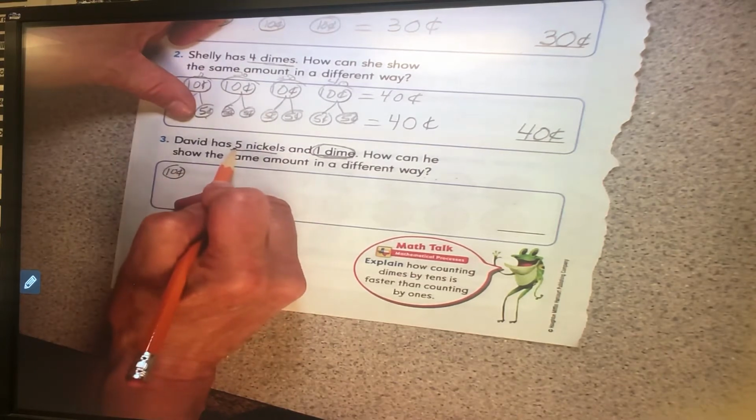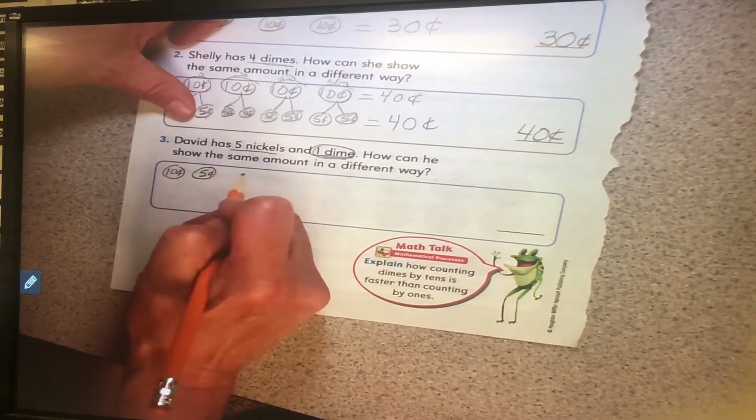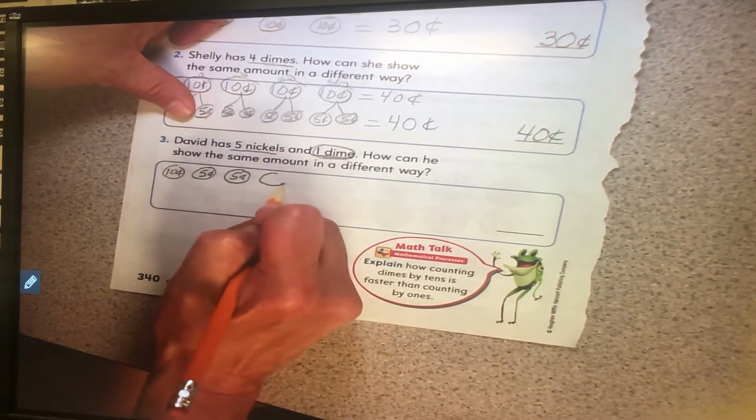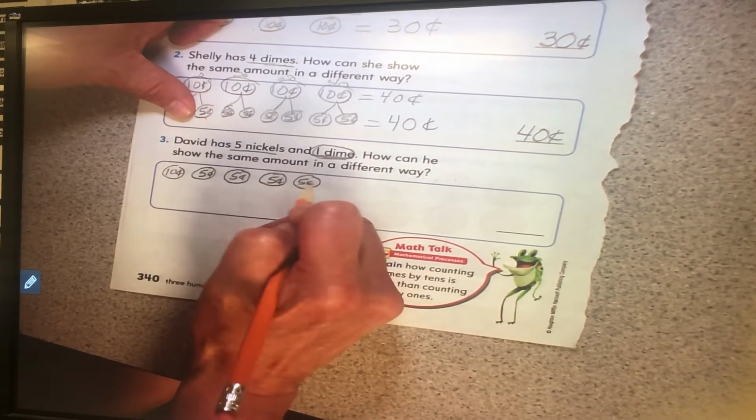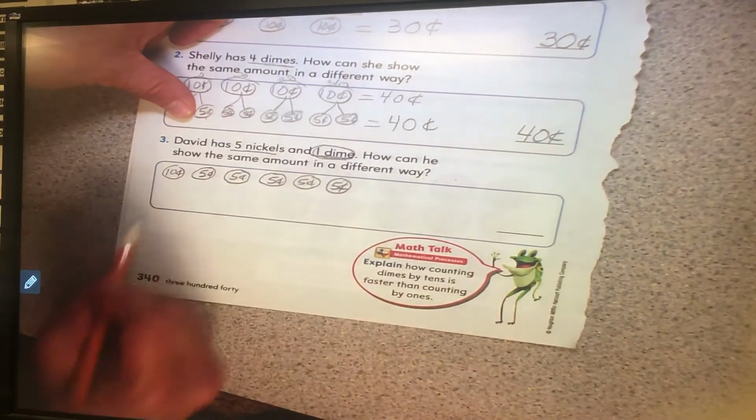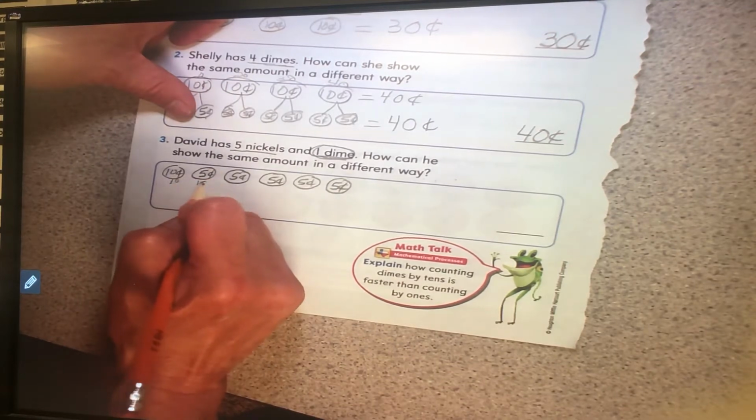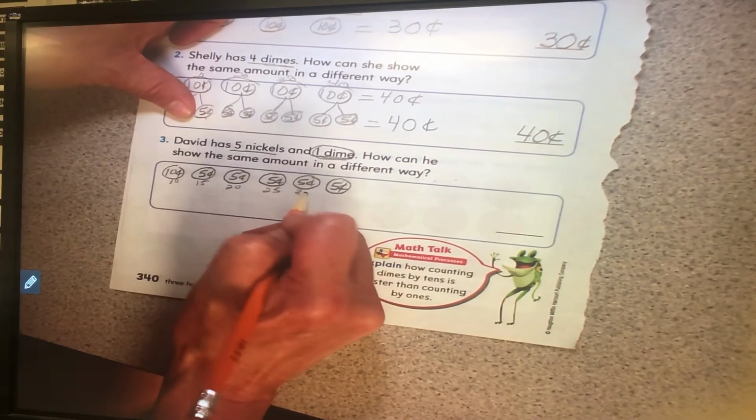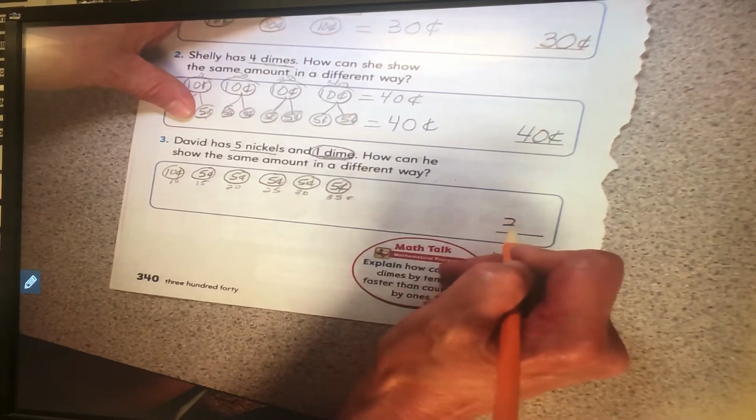So I'm going to put 1 dime, 10 cents. And then how many nickels? 5 of them. 1, and they're worth 5 cents. 2, 3, 4, and 5. All right, let's count it. 10, now we're going to count by 5s. 15, 20, 25, 30, 35. So it's going to be 35 cents right here.